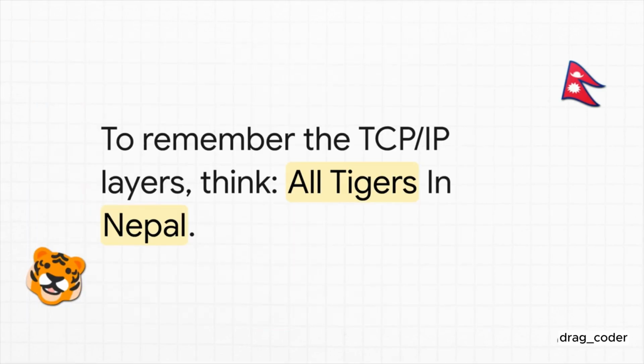And we couldn't leave you without a mnemonic for this one, right? To remember the 4 layers of TCP/IP, just think all tigers in Nepal. Simple enough. That's application, transport, internet, and network access.